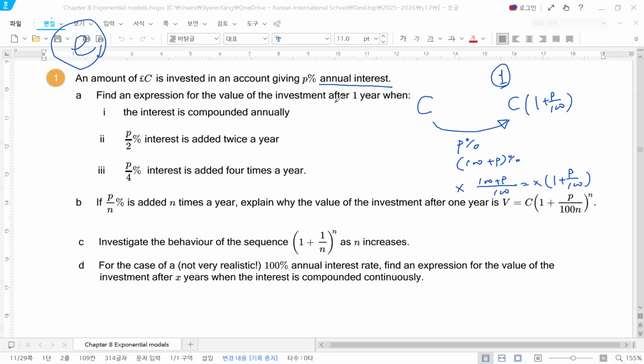So since it is after 1 year, the interest is compounded annually. In this case, it's just C times 1 plus P over 100.